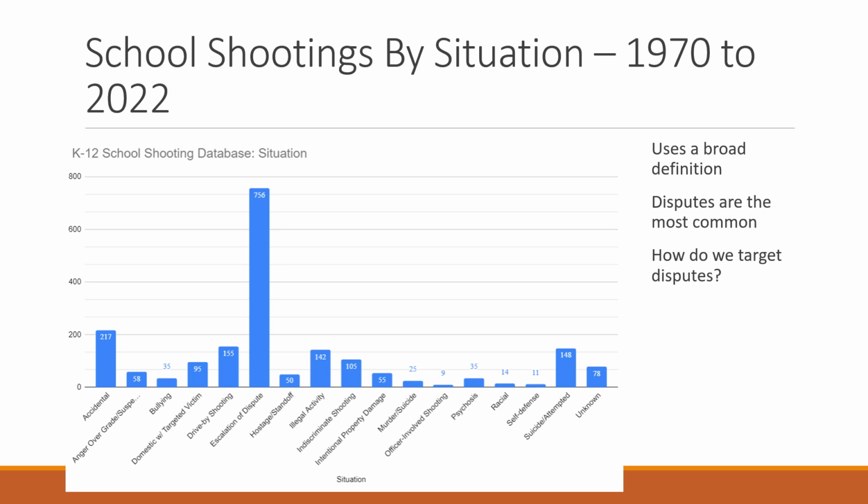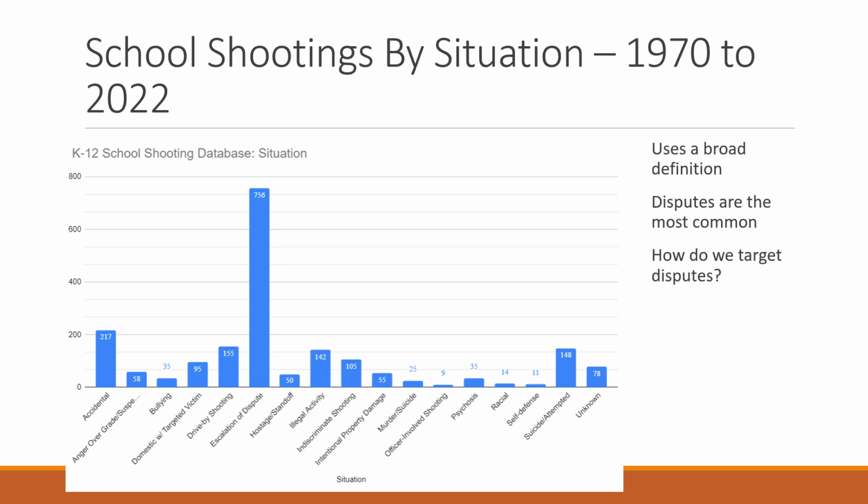Suicides. Suicides are another really important category. We had 148 suicides on school property. And this is something we don't often think about when we think about gun violence. But firearms are actually particularly important when we're thinking about suicides, particularly suicide attempts, particularly those that young men engage in.